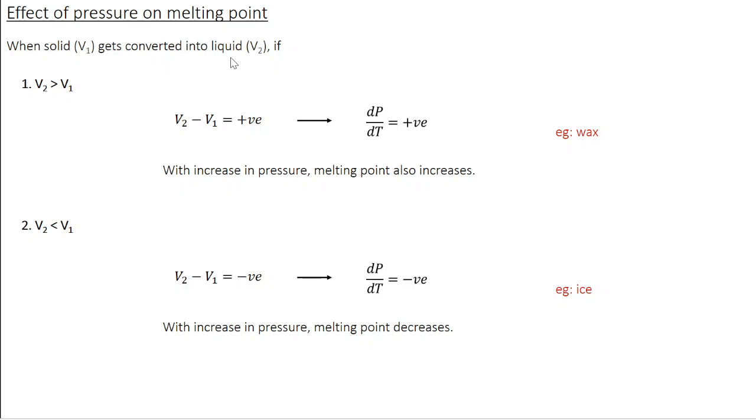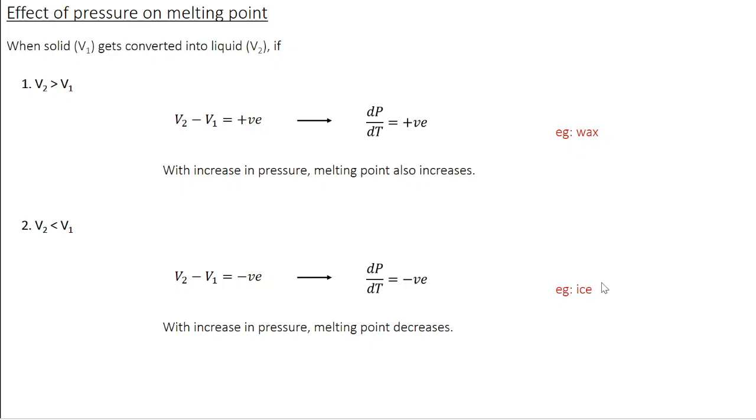One, the volume of the liquid is greater than the volume of the solid, and there are also materials where the volume of the liquid is less than the volume of the solid phase. Let's first discuss V2 being greater than V1. Volume of the liquid phase greater than volume of the solid phase. So from the equation, when V2 minus V1 is positive, dP by dT also becomes positive. So just like the boiling point, here when pressure increases, then the melting point also increases. Example for such a system is wax.